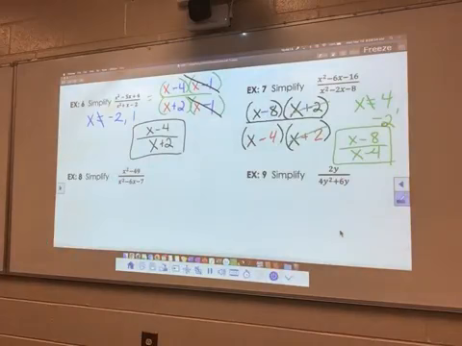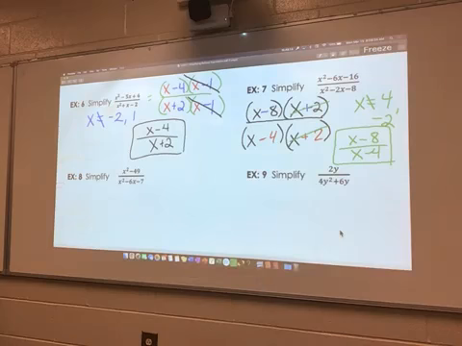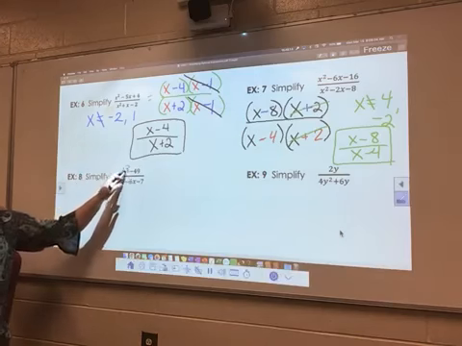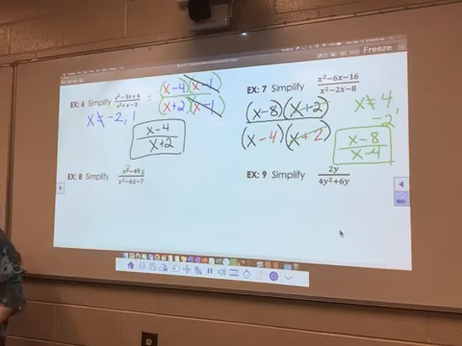How'd you do on that one? Okay. That's actually supposed to be a cube right there. That numerator is supposed to be x cubed. And then, yeah, I really messed this one up.